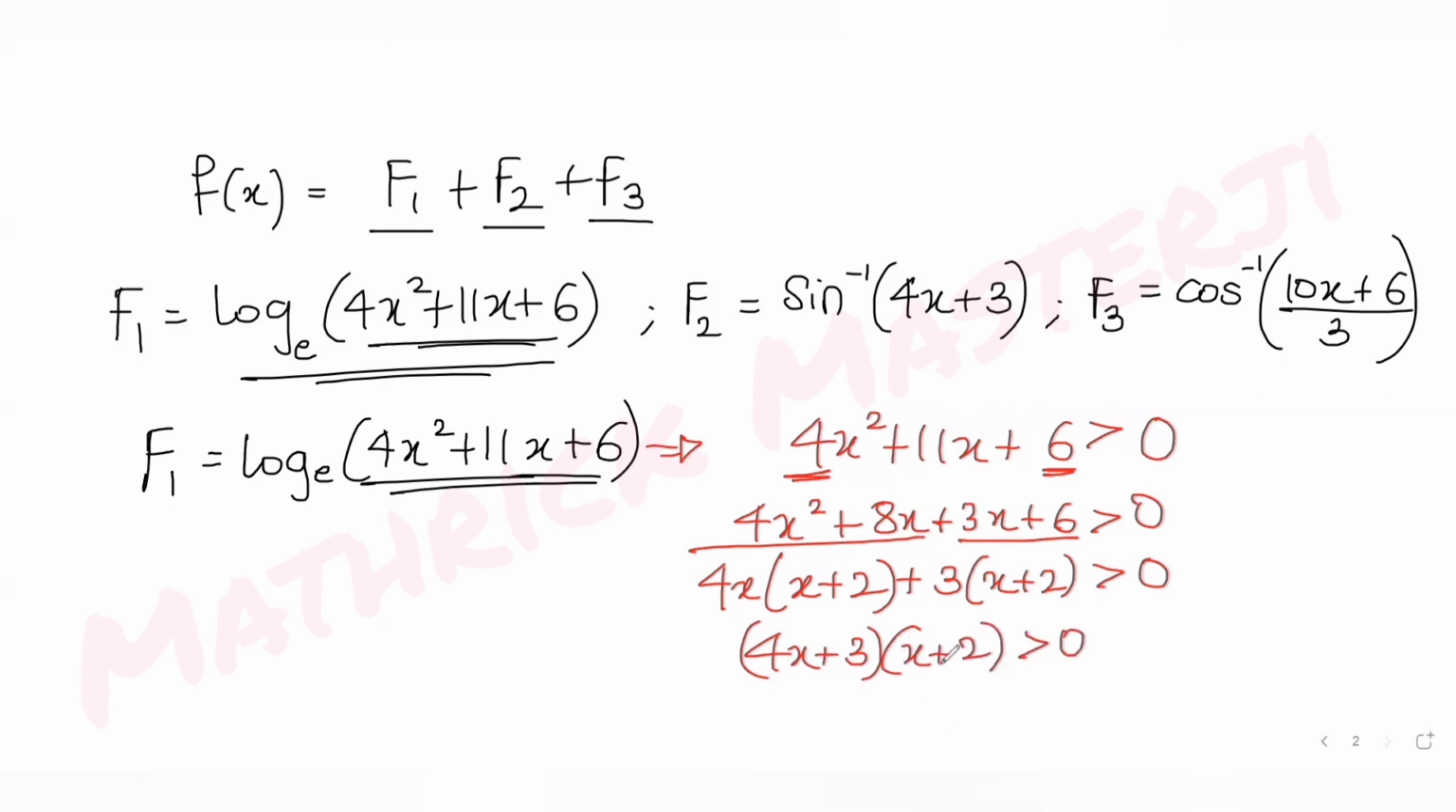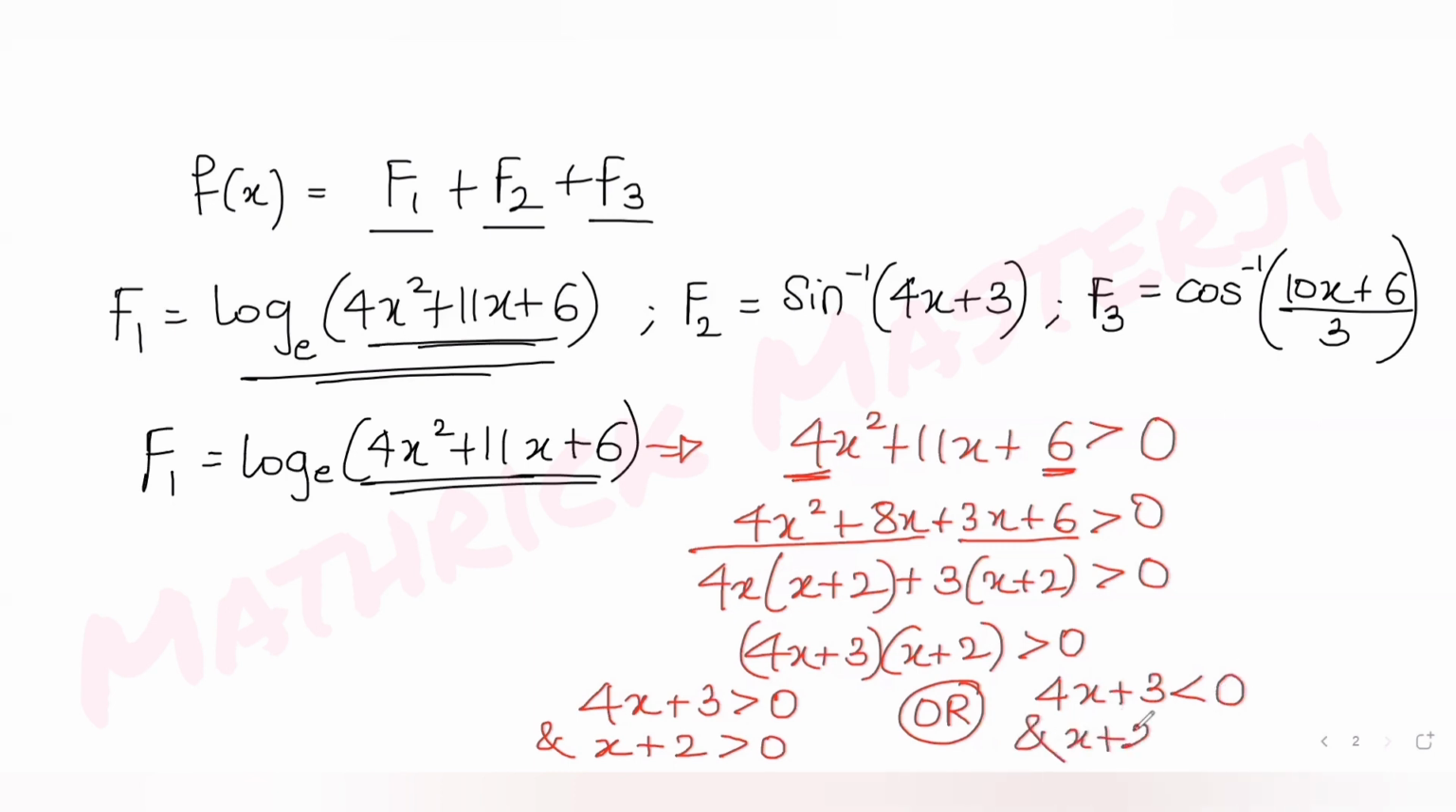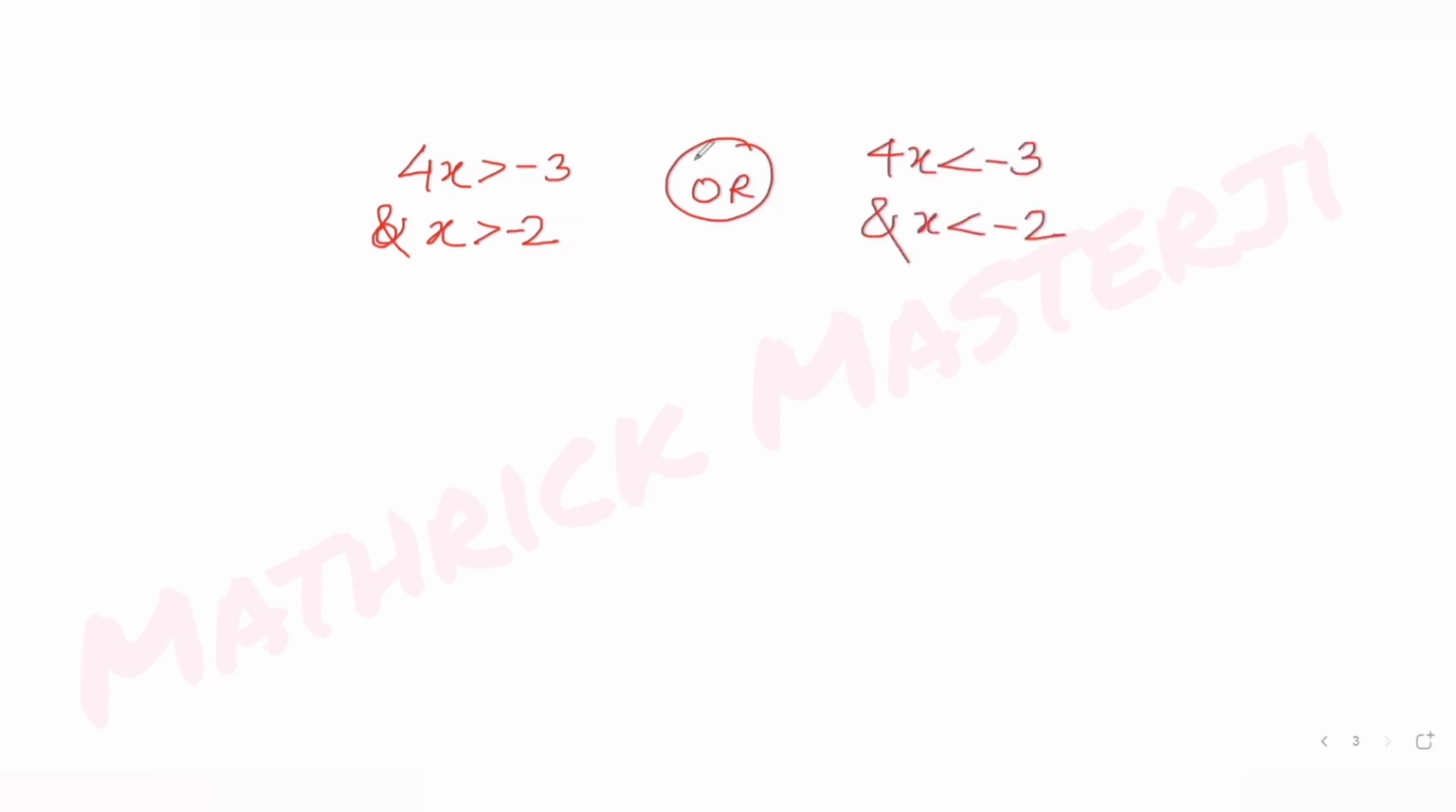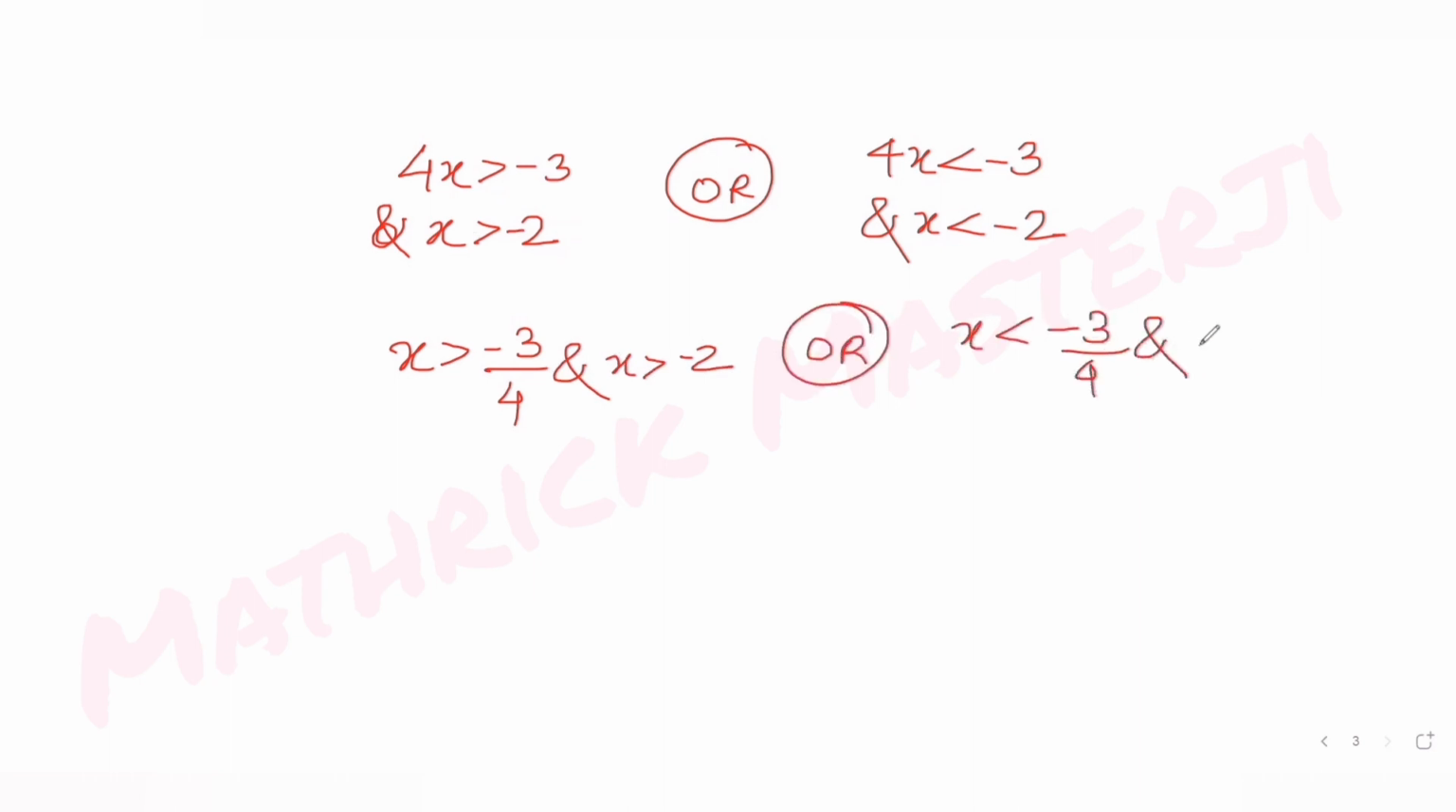Now I know the product of two terms is positive only when both of them are positive, so 4x plus 3 is greater than 0 and x plus 2 is also greater than 0, or when both of them are negative, so 4x plus 3 is less than 0 and x plus 2 is also less than 0. From here I get two solutions. If I solve them, I get 4x greater than minus 3 and x greater than minus 2, or 4x less than minus 3 and x less than minus 2. Solving further, I get x greater than minus 3 by 4 and x greater than minus 2, or x less than minus 3 by 4 and x less than minus 2.